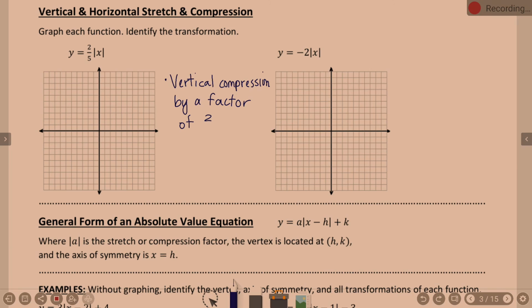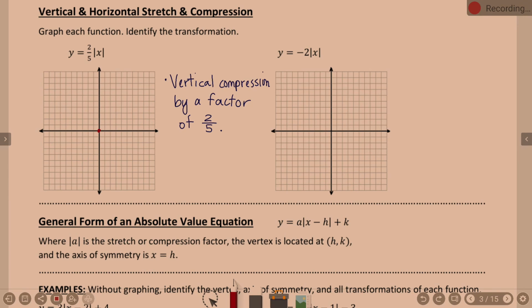Okay. Vertical compression by a factor of 2/5. Now, we have to graph this thing. Thoughts on where my vertex is? Do we have any reason to move it? No, we didn't move it left or right. We didn't move it up or down because we didn't have any plus or minus numbers, did we? So my vertex is going to be at 0, 0.